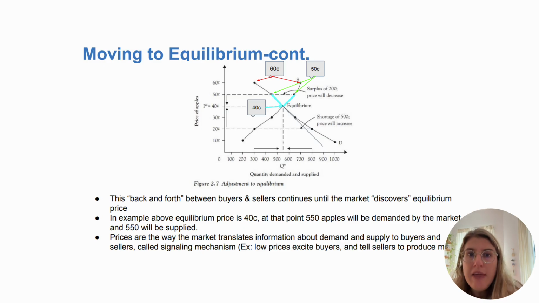This is also a good place to emphasize the signaling role of prices, right? Prices aren't just numbers, they're messages. A lower price signals buyers to purchase more and tells sellers to pull back production. And a higher price does the opposite. It signals buyers to cut back and tells sellers to bring more to market, right? So the equilibrium price is essentially the point where these signals balance and the market clears. It's called the market clearing price.